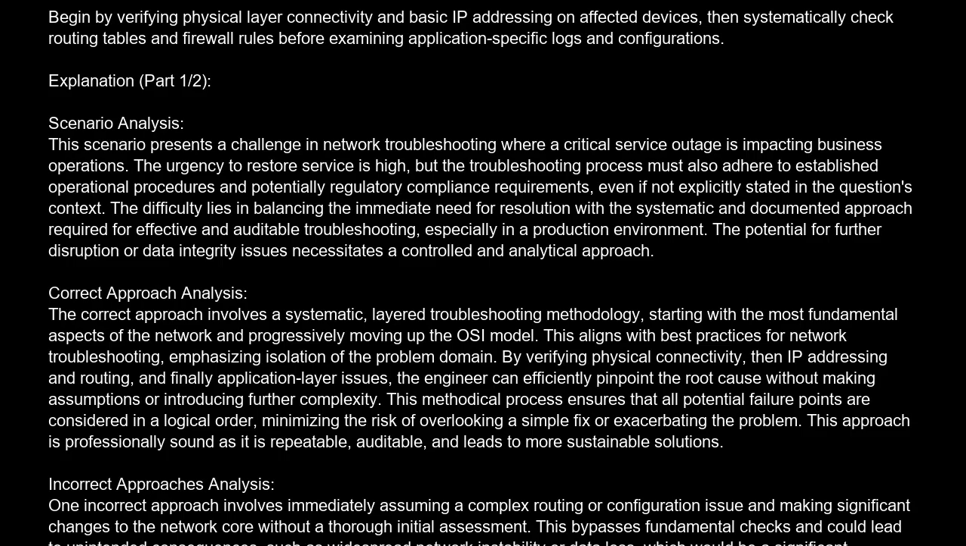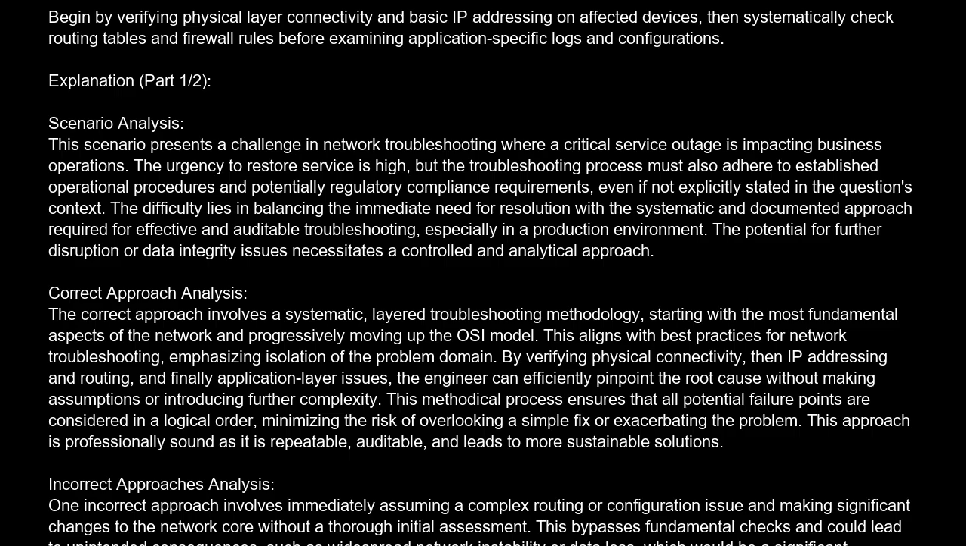The correct answer is C. Begin by verifying physical layer connectivity and basic IP addressing on affected devices, then systematically check routing tables and firewall rules before examining application-specific logs and configurations.